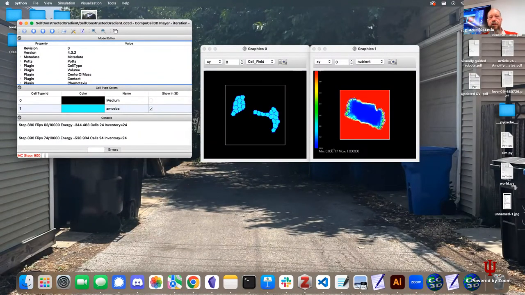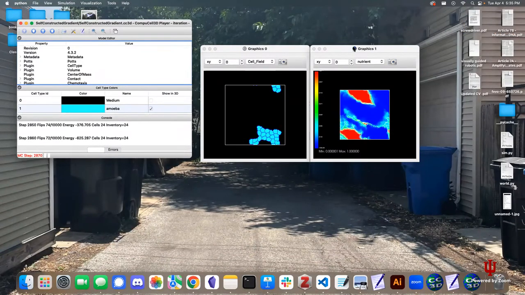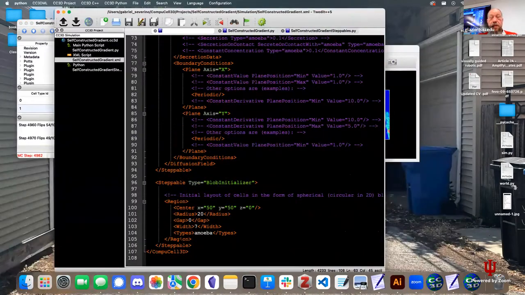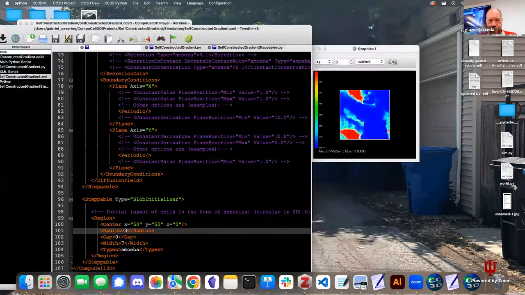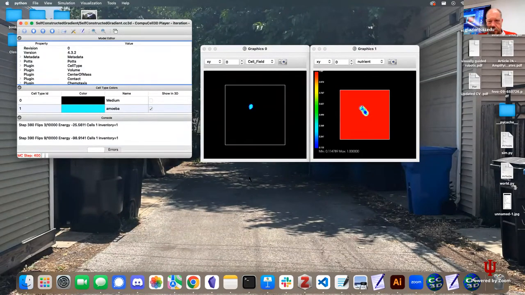Okay, so now you're digging a hole and look what the cells are doing. Goodness. So why don't we start with just one cell? So let's go into the blob initializer and start with just one cell and see how that behaves. And then it's definitely interesting to see what happens when you get a cluster of them. So make your radius approximately half of the width. There you go. There we go.